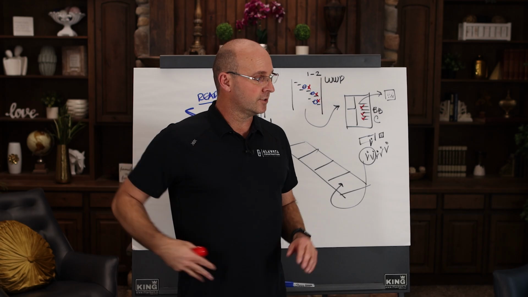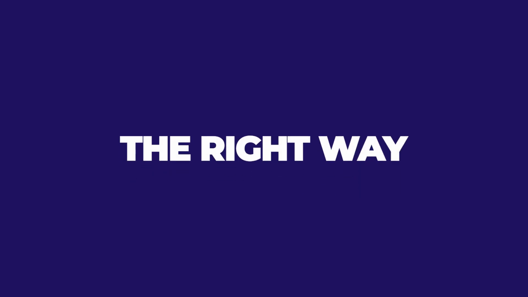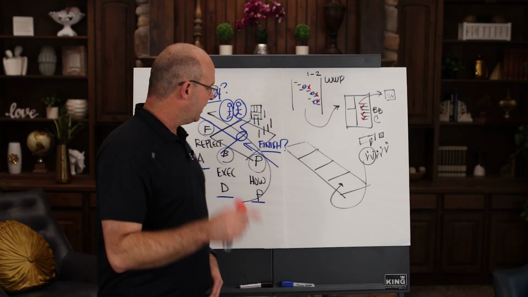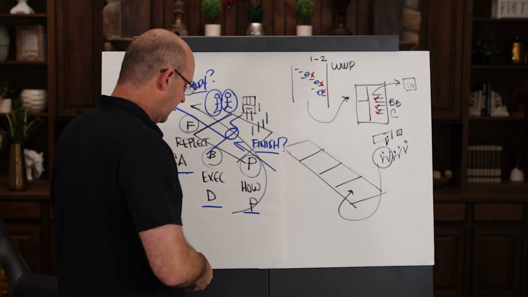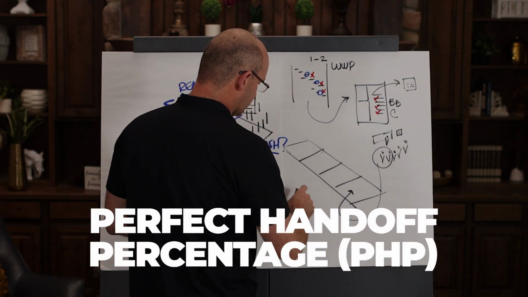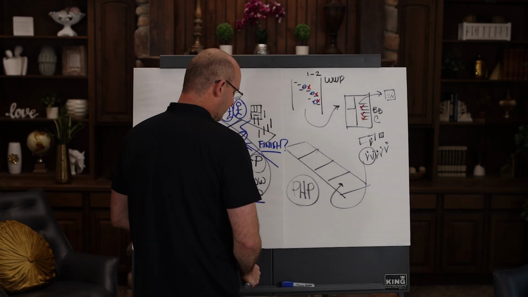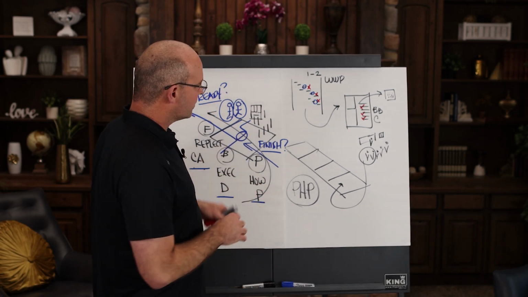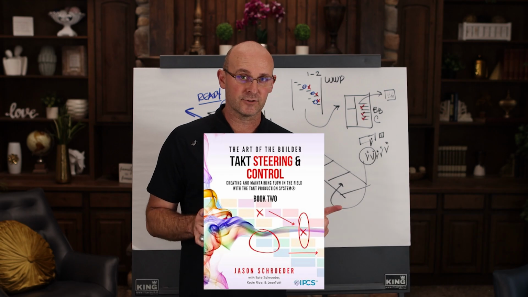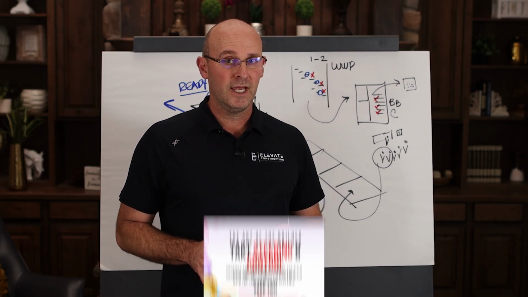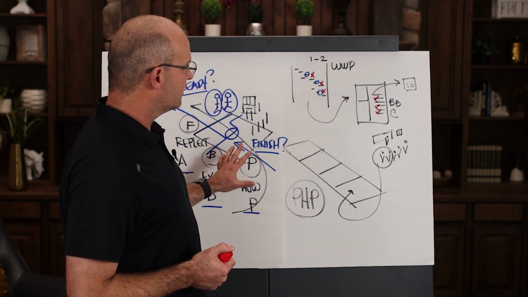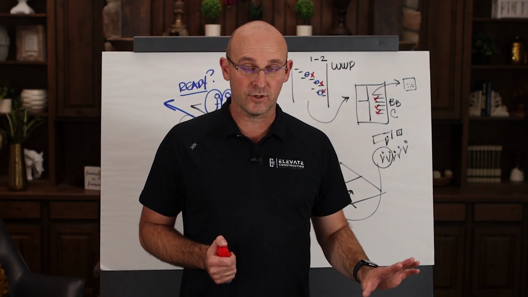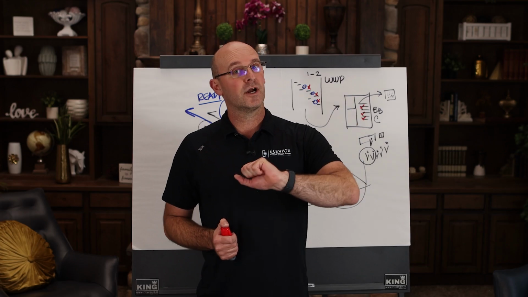The wrong way is go around, fight fires. The wrong way is also to go try and walk every zone. The right way is go walk your handoffs and make sure that you're having the right conversations, because if you're hitting these handoffs, and that's tracked in the perfect handoff percentage, that's the KPI. If you're hitting your handoffs, you're flowing. This is talked about in detail in the book Takt, Steering, and Control. We'll also put it into a blog post, and reach out if you need any help. But this is an add-on to the Last Planner System that will make it to where you can control work in the field and recover from delays and impacts.